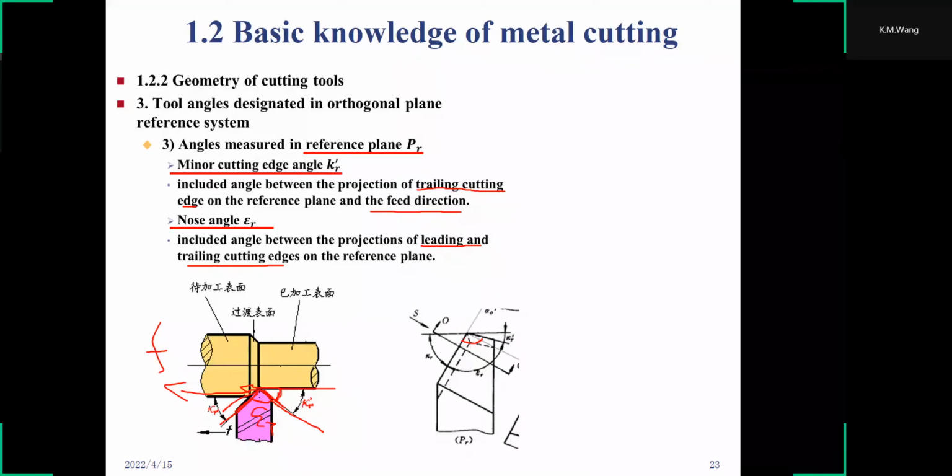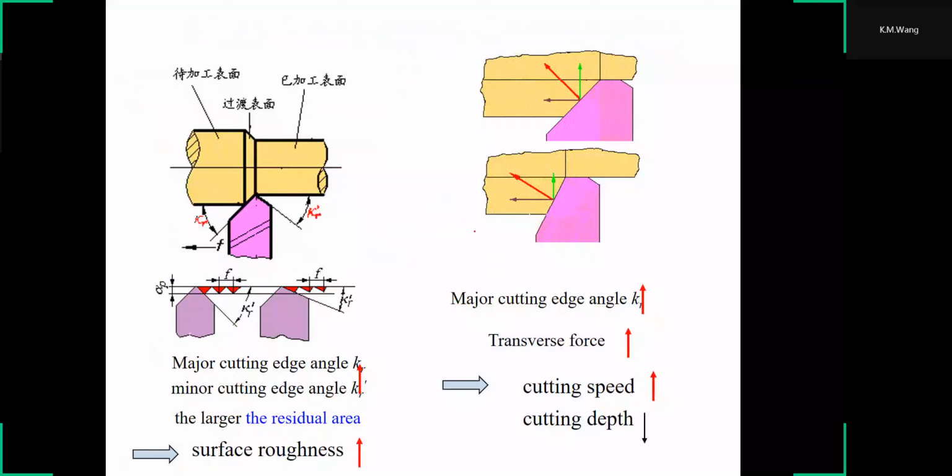So there are seven important angles in different reference systems. Okay. And the major cutting edge angle and the minor cutting edge angle. We can see this picture that with the development of the minor cutting edge angle and the major cutting edge angle, the minor cutting edge angle is increased.